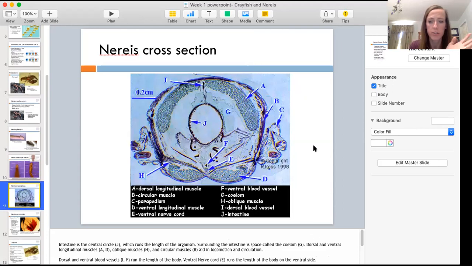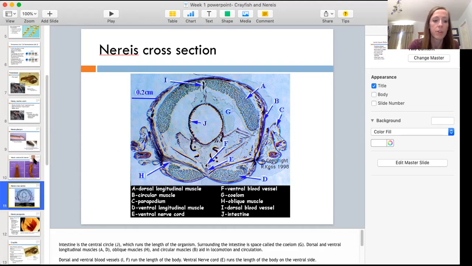I'll direct you to this next slide, which is basically a picture of a microscope slide that you are to examine this week. Now, since you're not in lab, we have made videos for you. I've made videos that kind of talk you through looking at the two slides that you would have examined if you were in lab today. So this is one of those slides, is a picture that looks very similar to one of the slides. It is a cross section through the Nereis.